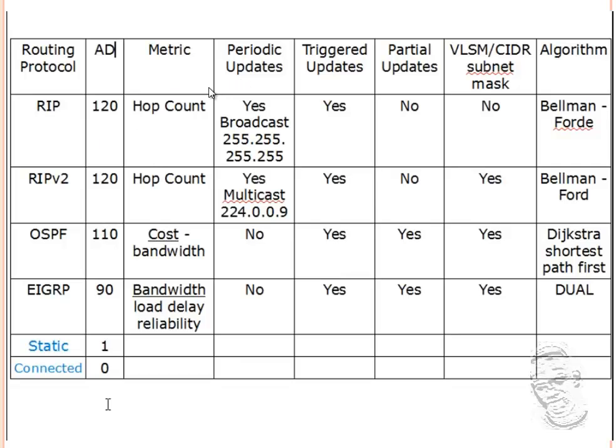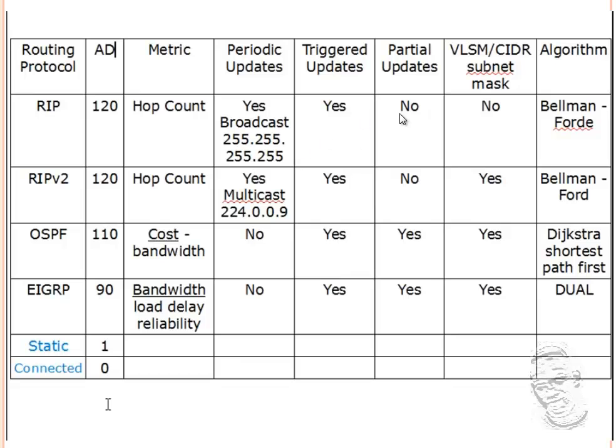Right, so it does what they call periodic updates using broadcast and multicast, and these are some of the numbers that you would need to know for your CCNA exam, not for the end of term exam that we're doing here. The multicast address for RIP version 2 will be 224.0.0.9, and RIP version 1 uses the broadcast address 255.255.255.255.